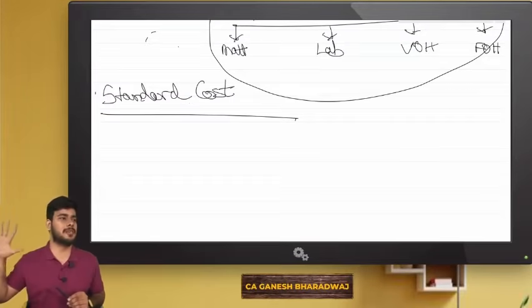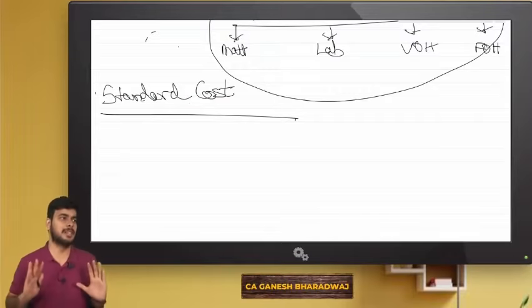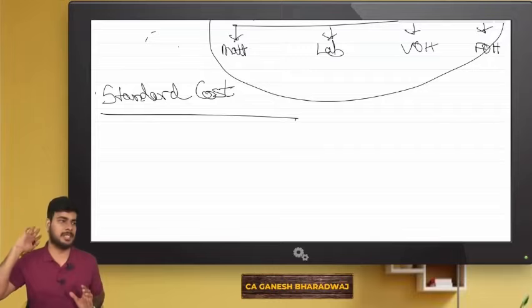Then fixed overhead cost variance alone, I will have to do something separately. After that, the chapter itself is over. That's all it is. Know the concept. That's all. No one can touch you.